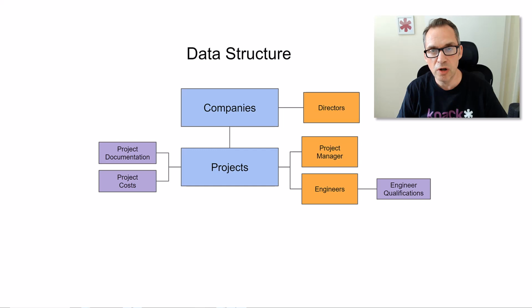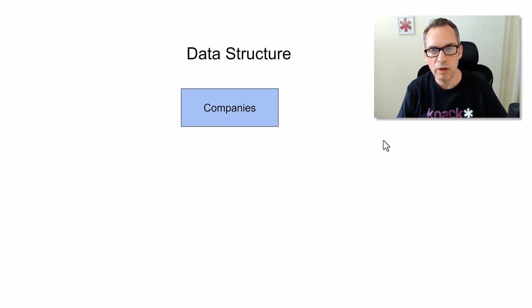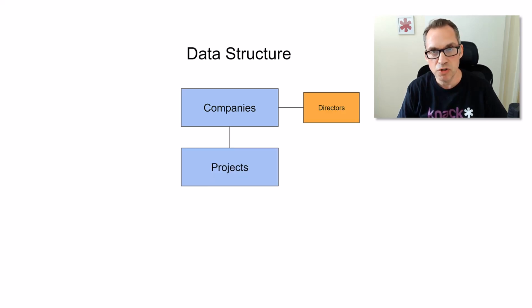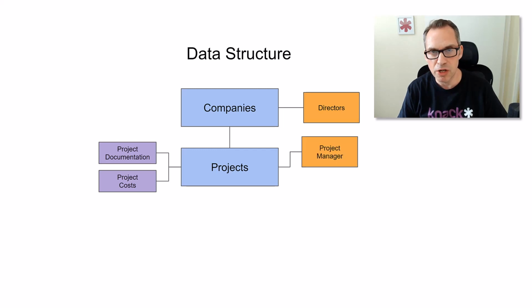This is a simple chart of what we're looking to build, so let me just run you through this. We'll have a main companies table, and each company will have multiple directors. Each company can have many projects, and each of those projects can contain documentation and project cost information. Each project will have a project manager connected to it, and also multiple engineers. And each of those engineers will have various qualifications.